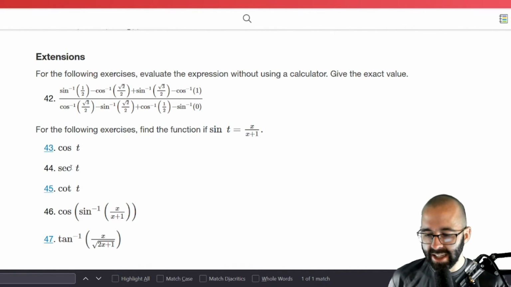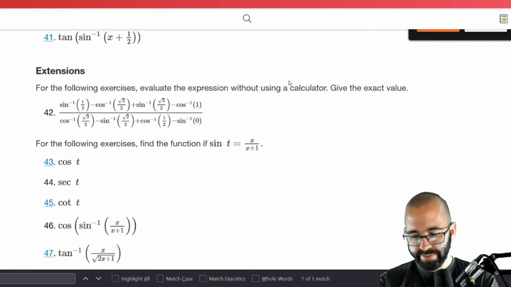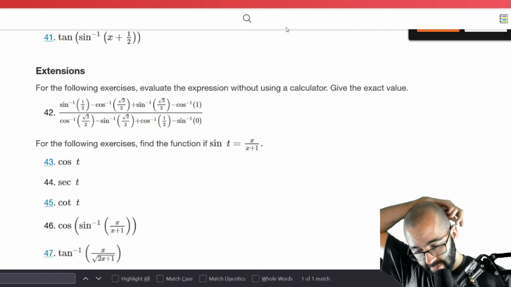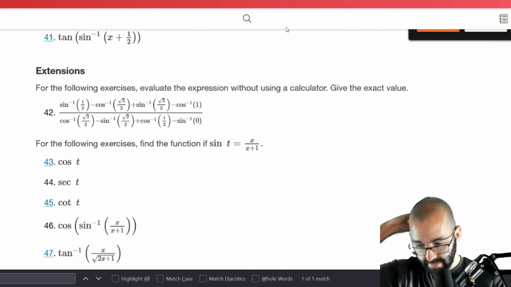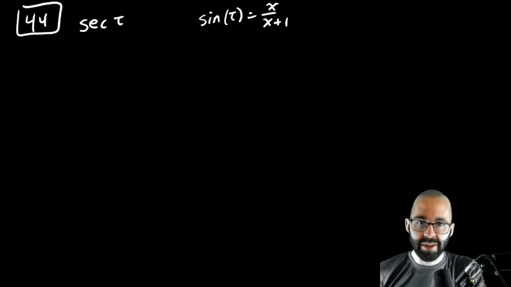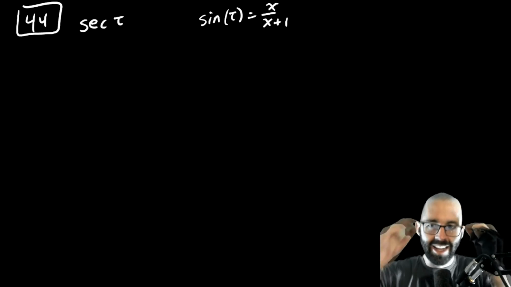44 is secant of t. Evaluate secant of t given that sine of t is x over x plus 1. All right. I haven't looked at this problem. I just thought it'd be fun. So we're going to show you my problem solving skills because I've never seen this problem before in my life.